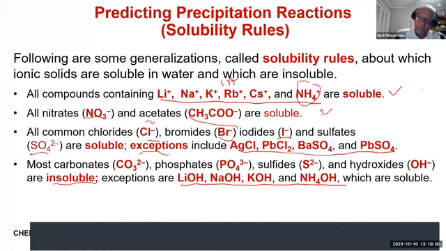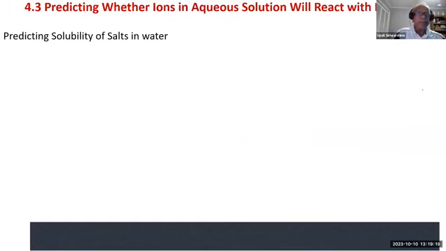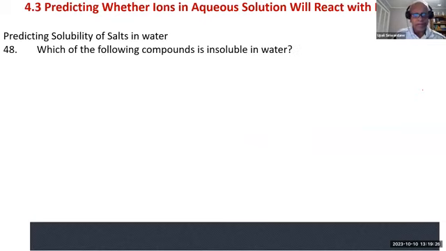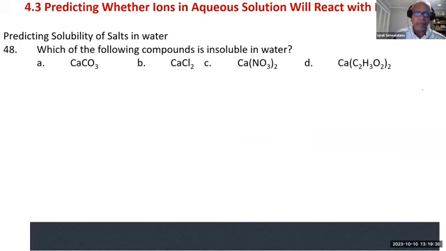Those general rules apply to any salt. Therefore, lithium carbonate, sodium carbonate, or ammonium carbonate are soluble. Calcium carbonate is insoluble, it is not group 1A. So, predicting the solubility of ions in salt in water, which of the following compounds is insoluble in water?